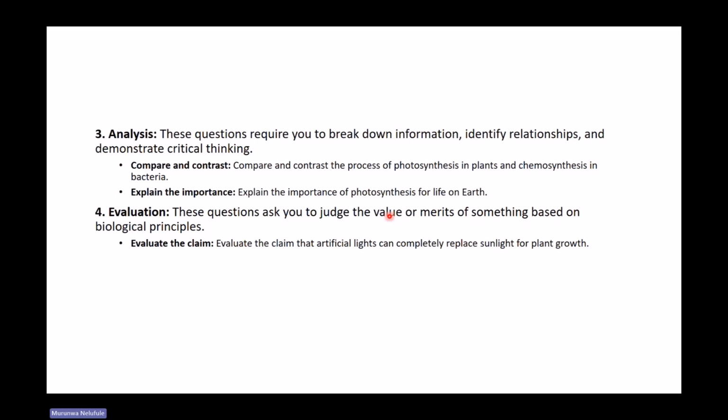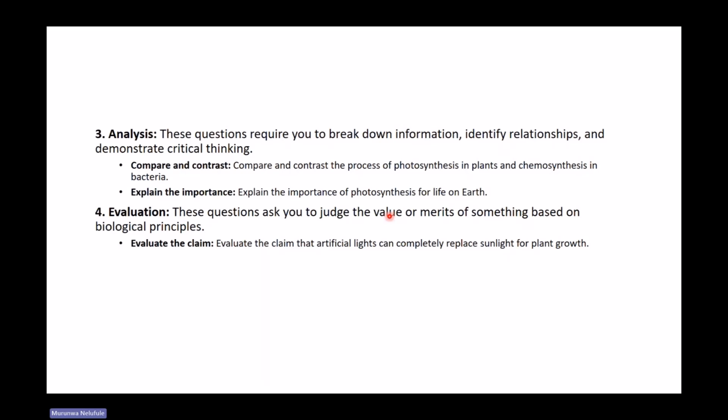For example, there will be a question like: compare and contrast the process of photosynthesis in plants and chemosynthesis in bacteria. So you'll be comparing two processes or two structures or two organs or two things that you will be asked to compare. Or the other type of question will be to explain the importance of photosynthesis. This is an example, by the way: explain the importance of photosynthesis for life on Earth.